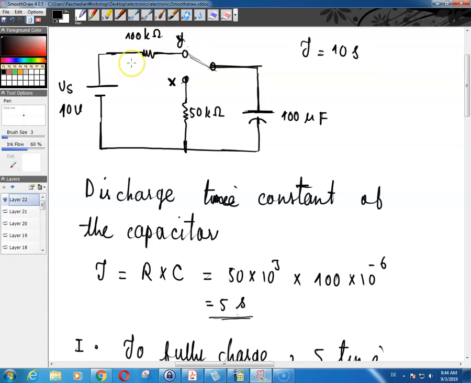So that's basically that. Now there are a couple of things about capacitors that we will still have to discuss, but we will do them in the next video. So I'll see you in the next video.